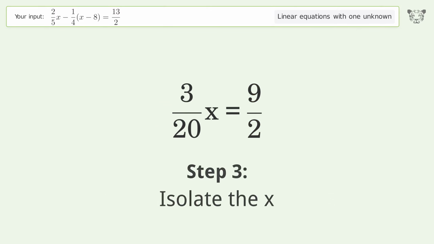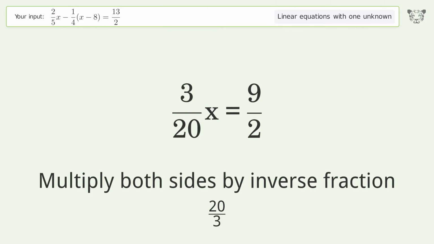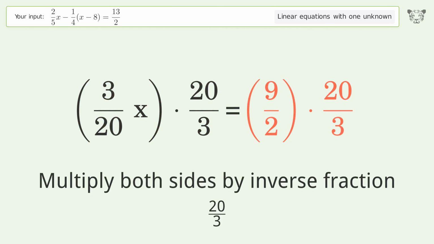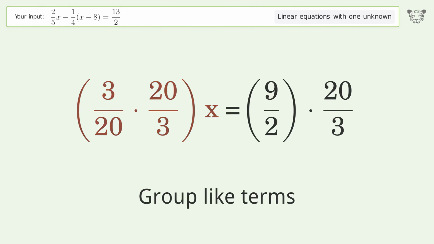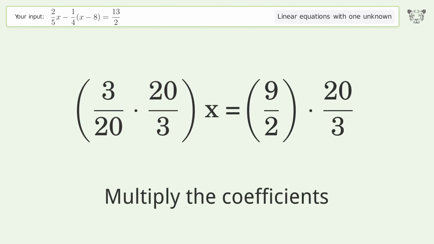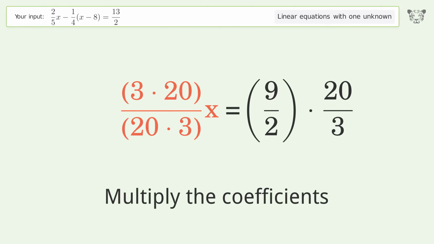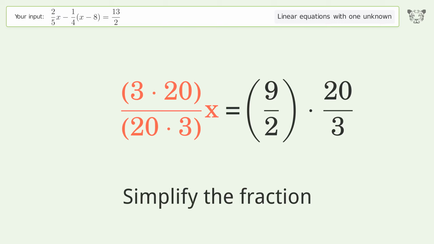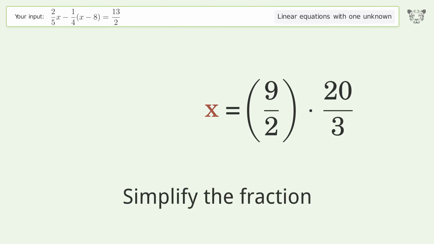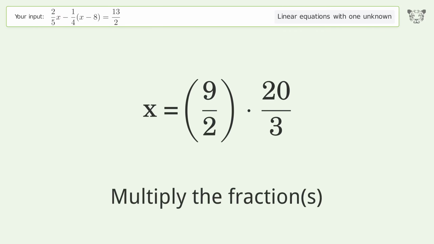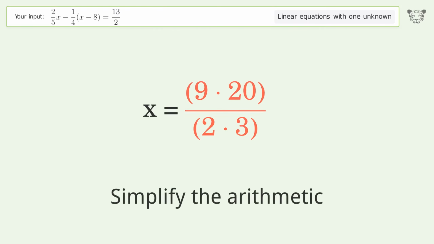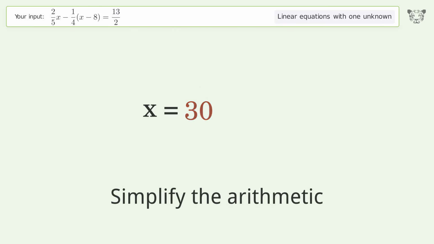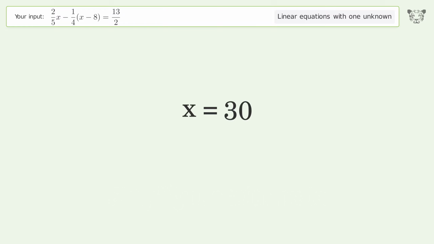Isolate the x. Multiply both sides by inverse fraction 20/3. Group like terms. Multiply the coefficients. Simplify the fraction. Multiply the fractions. Simplify the arithmetic. And so the final result is x equals 30.